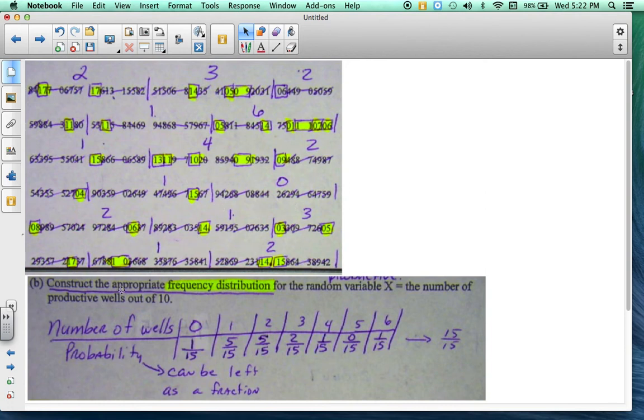Then I constructed an appropriate frequency distribution. Now notice the highest number was 6, so that is what I put here. My lowest number was 0, which is right here, and that's what I put in the beginning. So the number of wells went from 0 to 6. The probability, now notice I left it as a fraction instead of a decimal. So 0 wells had a probability of 1 out of 15.